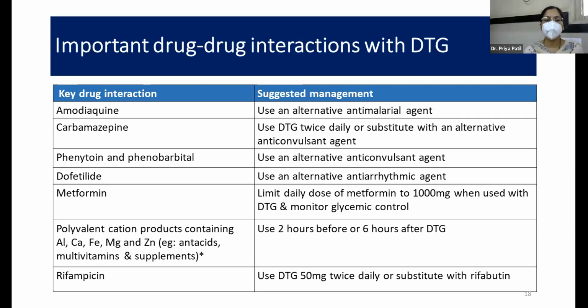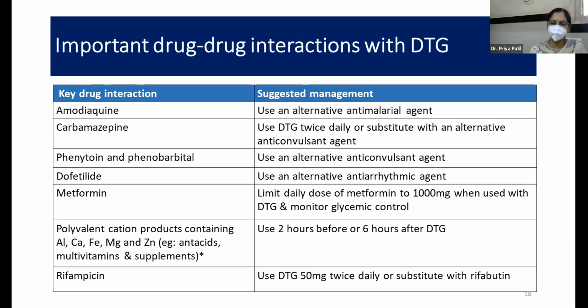Again, one more important drug interaction is with commonly used antacids like Gelusil, and multivitamins and calcium supplements. So if we are going to use these calcium supplements or multivitamins or tonics along with dolutegravir, then it is advisable to use these agents 2 hours before or 6 hours after dolutegravir intake. So you cannot take it simultaneously, either 2 hours before or 6 hours after DTG.